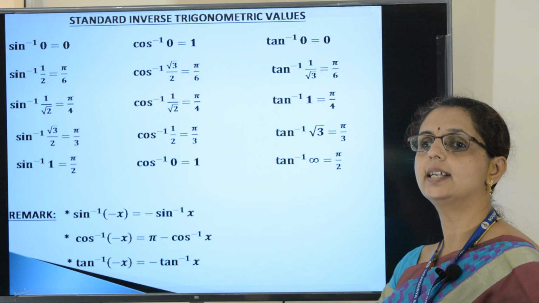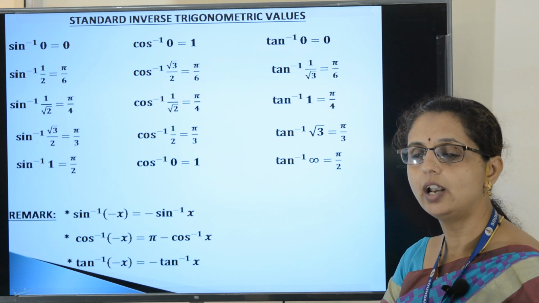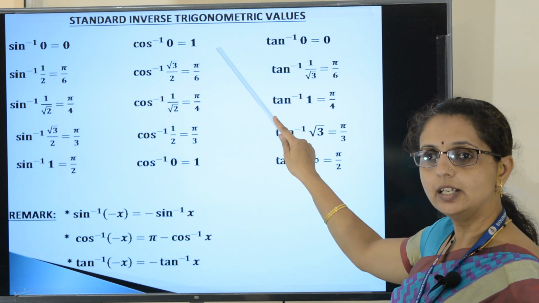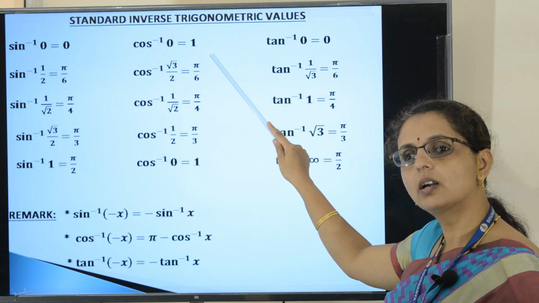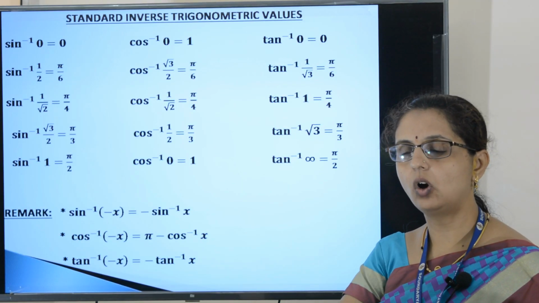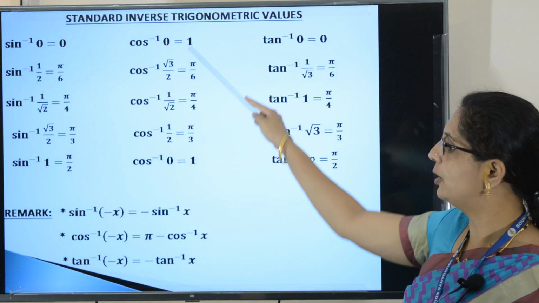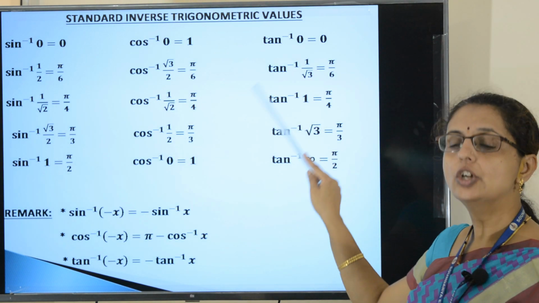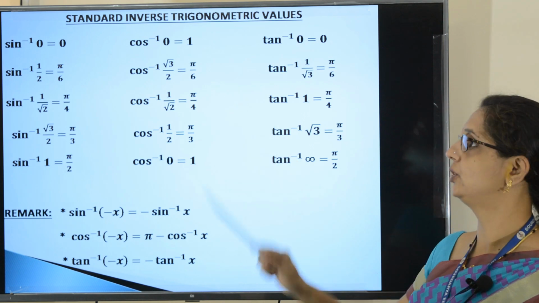Now slowly let us think of the standard values for cos inverse. Cos of 1 is 0. Cos inverse of 0 will be equal to what? 1. Yes, after the sine inverse column, now I will take you to the cos inverse column. Observe, I have listed a few standard values. Students must memorize these values thoroughly.